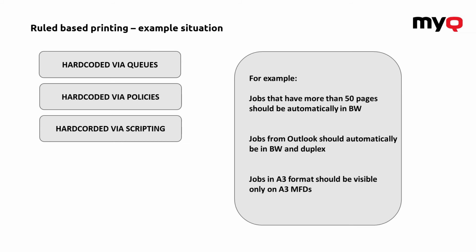Same way, you can set a rule that if there are, for example, A3 or A4 jobs, those jobs will automatically appear only on the machine that can actually print them. So your A3 or ledger jobs will not appear on a machine that will not be able to handle them. And there are additional rules. You can pretty much play with it and create your own rules based on your own conditions, and that way the jobs will be sorted or modified as you need.